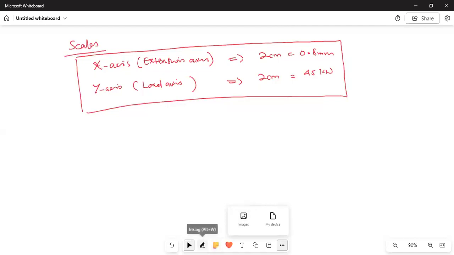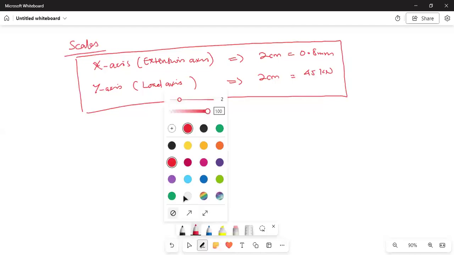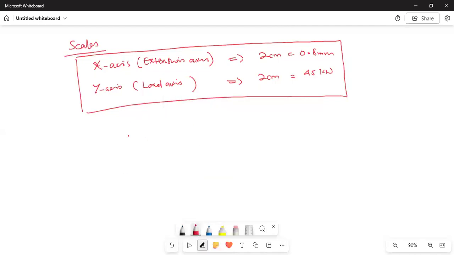Okay? Now I've got my scale. Let's look at the plotting. Now let's look at the extension axis, on which we have a scale of 2 centimeters equal to 0.8 millimeters.